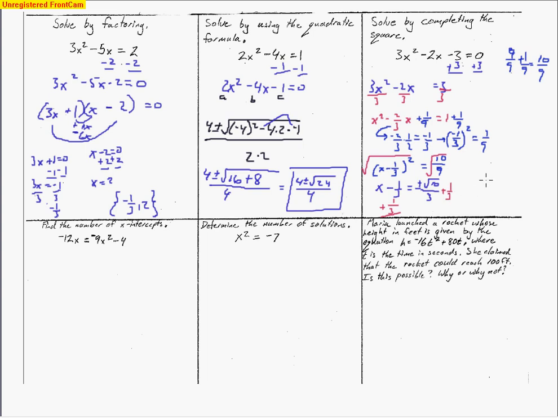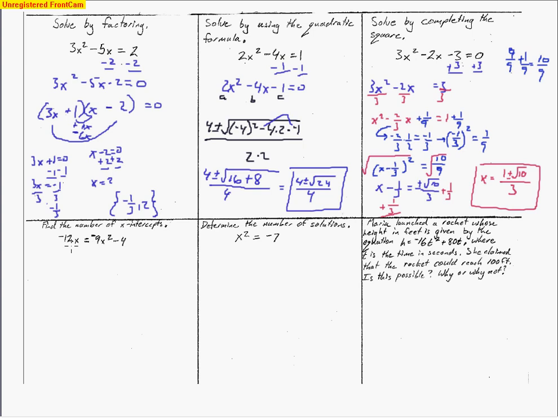And I end up with my answer. X equals, now I'll just write this as one fraction here, 1 plus or minus the square root of 10 all over 3. There it is. Well, the next one just says find the x-intercepts. That's basically what we did on these last three problems. So it doesn't specify the method, so we can use any method.